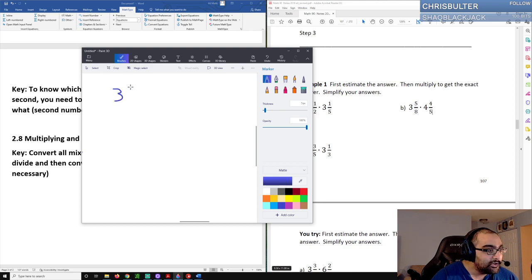So we have 3 5/8 times 4 4/5. We're just going to convert both of these into improper fractions. Remember to do that, take 3 times 8 plus 5 over 8. So 3 times the denominator plus the numerator. That's 24 plus 5 over 8, or again, 29 over 8.